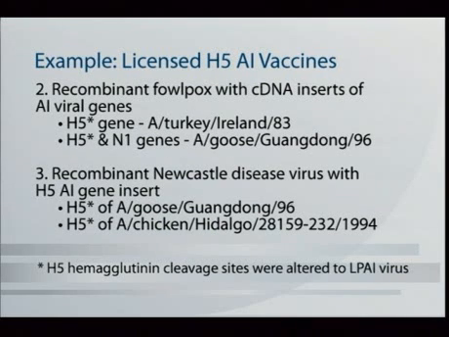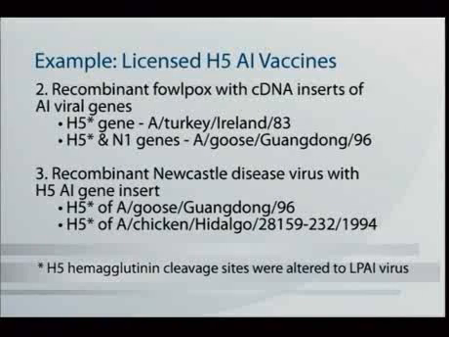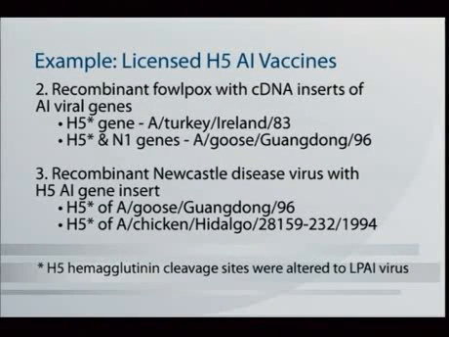And the final category that has been used in the field is the recombinant Newcastle virus vaccines, of which there are two available. One is based upon an insert from the H5 gene of A. goose, Guangdong, 96, and the other one from a Mexican H5 virus insert. In all these situations, the hemagglutinin gene cleavage site has been altered from a highly pathogenic cleavage site to that of a low pathogenic virus.